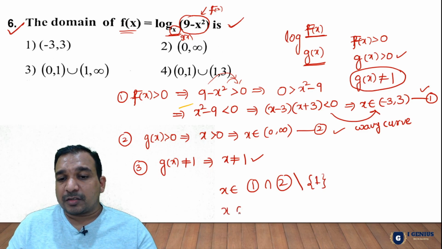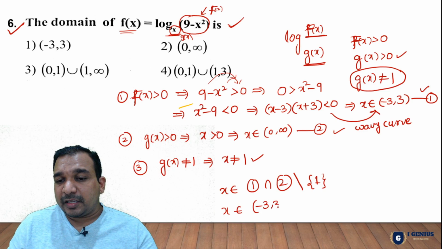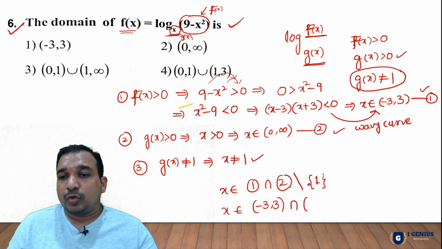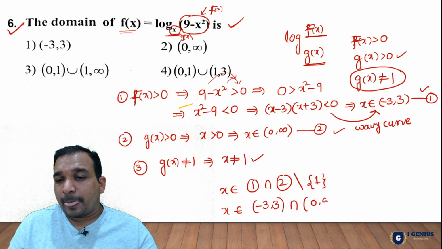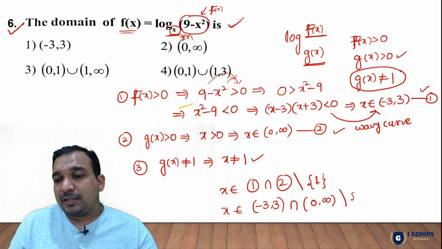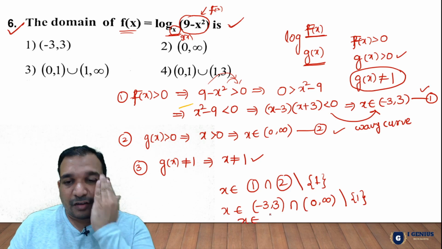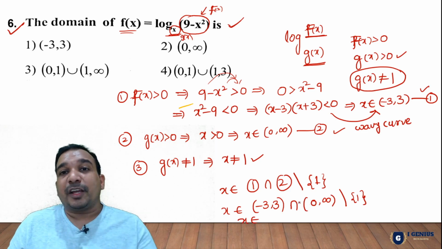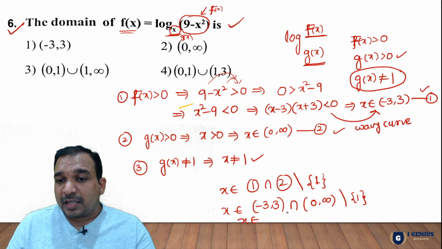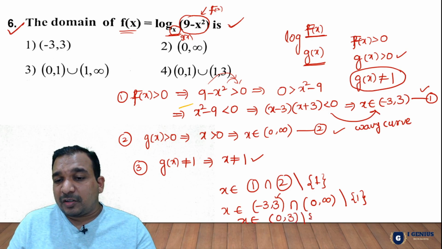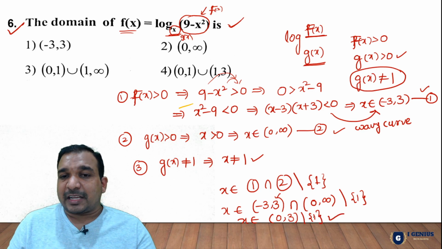So x belongs to the intersection of minus 3 comma 3 and 0 comma infinity, except 1. What is the intersection of minus 3 comma 3 and 0 comma infinity? Here only positives are there, here negatives are also there. So we take only the positives, till 3. So this is open 0 comma 3 except 1. This is the correct answer, guys.